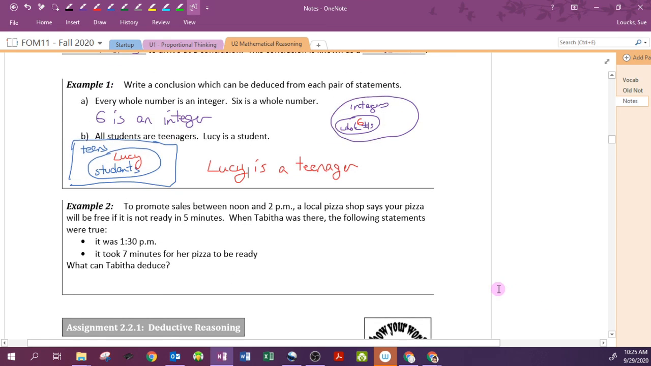Okay, example 2. To promote sales between noon and 2 p.m., a local pizza shop says your pizza will be free if it's not ready in 5 minutes. When Tabitha was there, the following statements were true. It was 1:30, and it took 7 minutes for her pizza to be ready. What can Tabitha deduce? She gets free pizza? Yeah, I wouldn't go quite that far. I would say her pizza should be free. But that's because of the way the market works. But yes, her pizza should be free, right? That's the assumption she should be able to make.